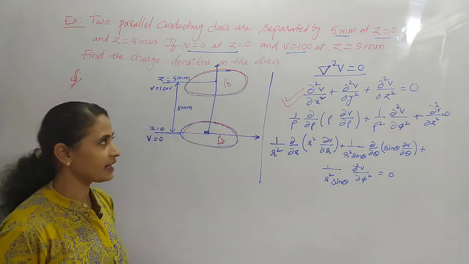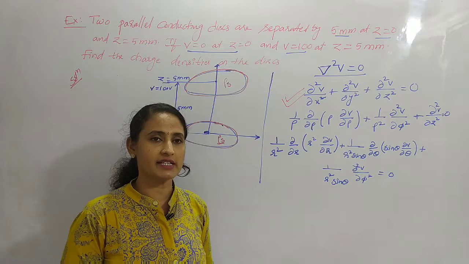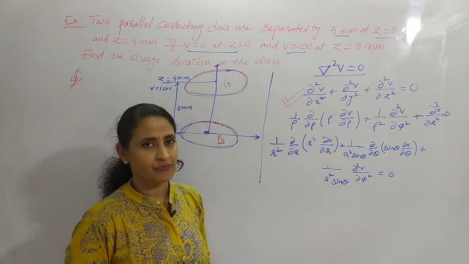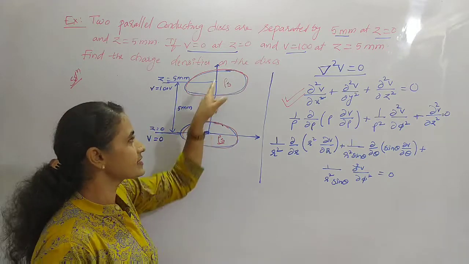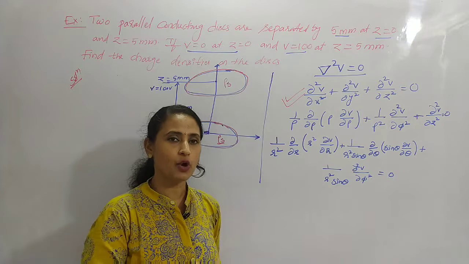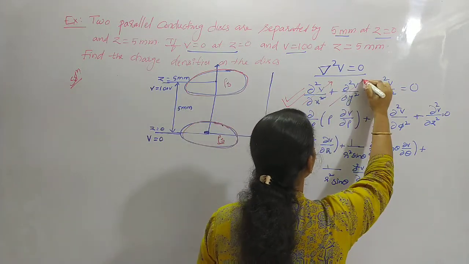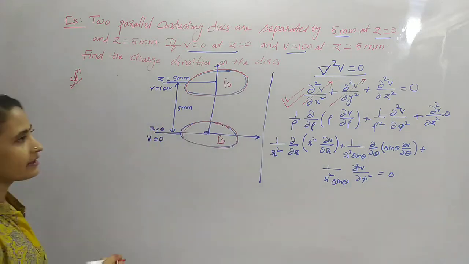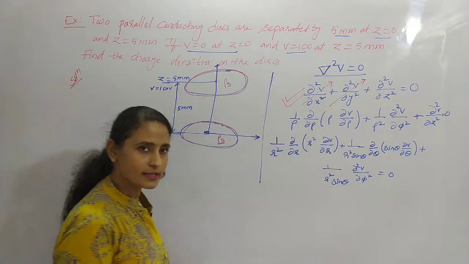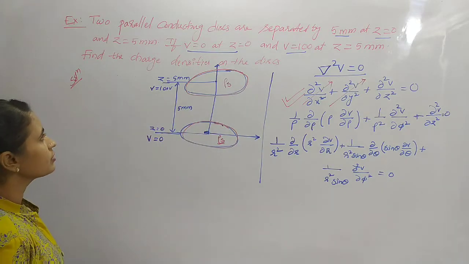In the Cartesian system the Laplace equation has three different terms: one along x, one along y, and one along z. Since both discs are placed along the z axis only, with no other elements along x and y, in del square V these two terms will be 0.